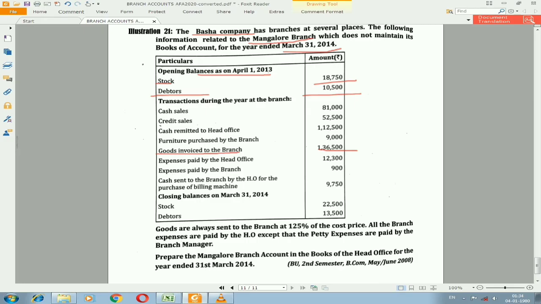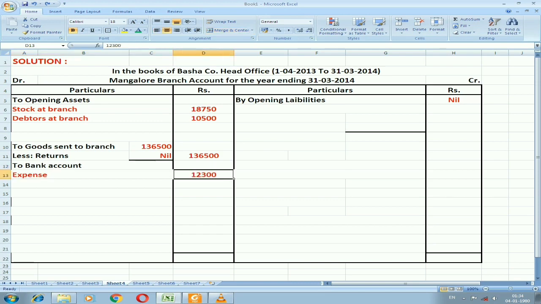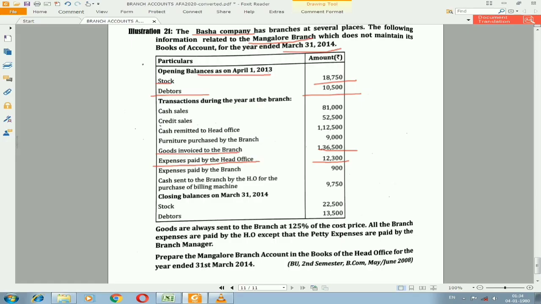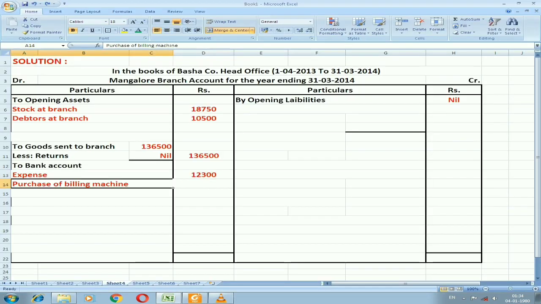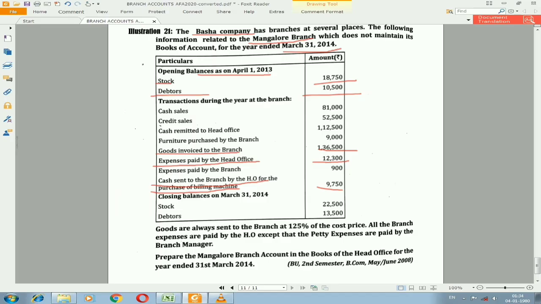Then we need to record the bank account. As you can see, in the bank account, the expenditure which is sent by the head office is 12,300. In order to meet expenditure, head office sent 12,300. That will be recorded. Then we have cash sent to branch by the head office for purchase of billing machine. That is the amount we are supposed to take, because it is the amount sent to branch to purchase billing machine. It is also sent by head office.